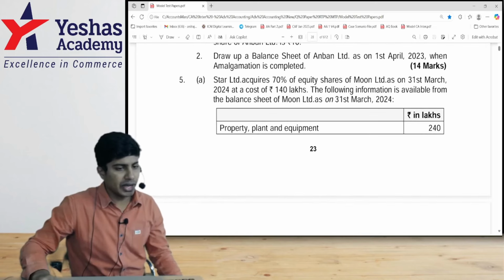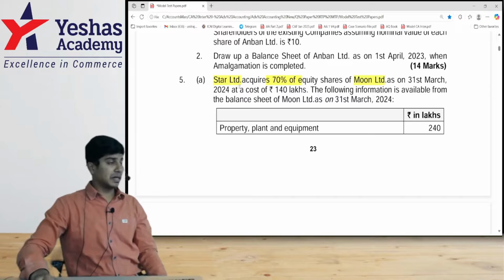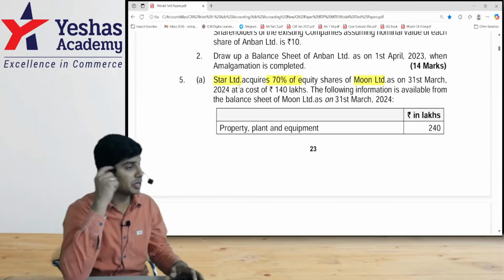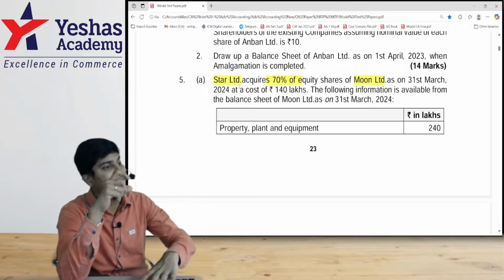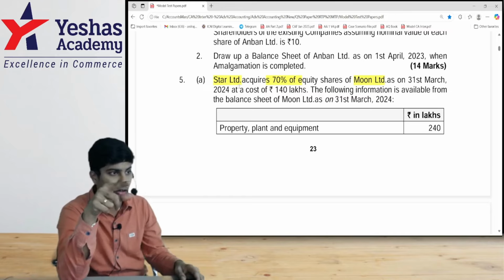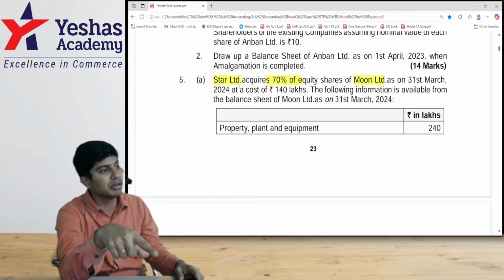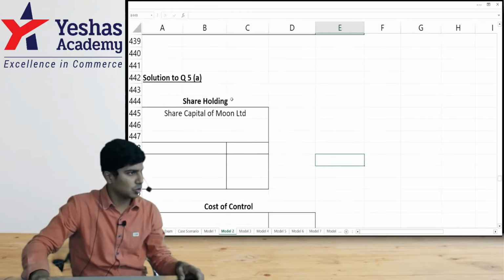Star Limited acquires 70% of the equity shares of Moon Limited. So Star Limited is the holding company. Moon Limited is a subsidiary company. Percentage of holding is 70. This will be crucial in dividing our share capital as well as in ascertaining the results. So results will be split between pre and post, and then holding and minority. There the ratio for splitting between holding and minority is 70-30. They've given this piece of information. Take a note of this.